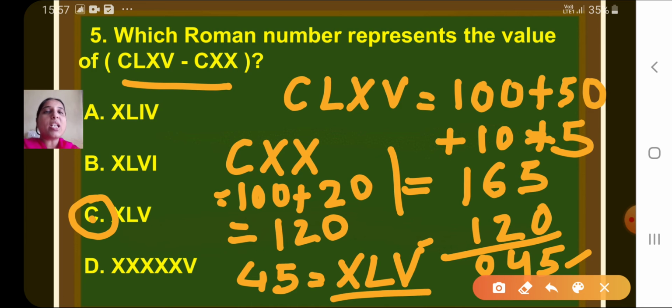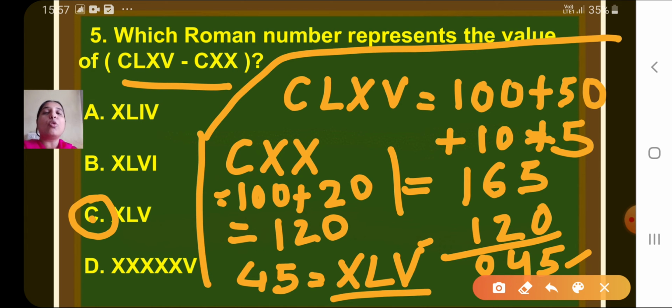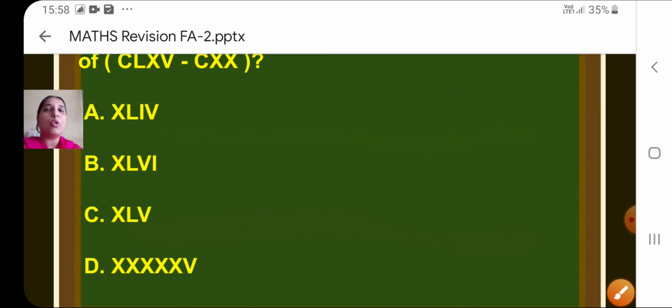Okay. So you can see, children, whatever rough work I have done here, the same way you have to do in your notebook. After solving it in your notebook, whatever correct answer you get, you only have to click on the correct option which is provided. Okay. Now let's move to the next question.